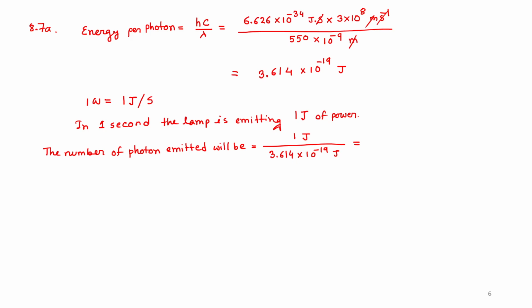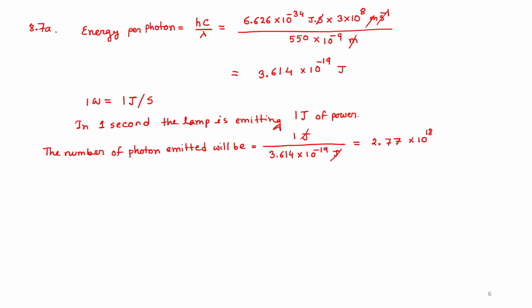Something around 2.76, if I'm not making any mistake. I'll just check once. Yes, it is okay, right? Okay, so it is something around 2.76 or 77, we can say, into 10 to the power 18, as joule will cancel, so it will be something like that. Okay, so this is for 1 joule.